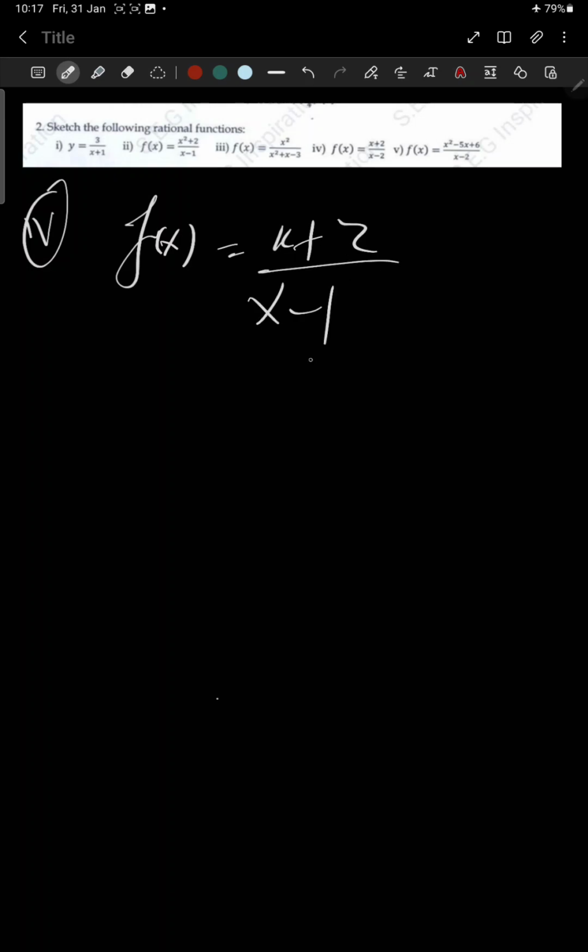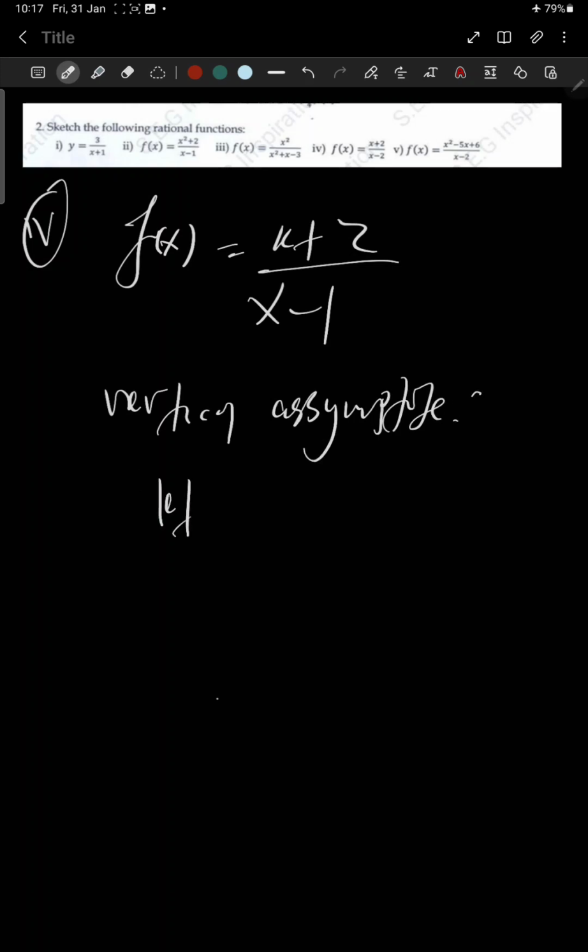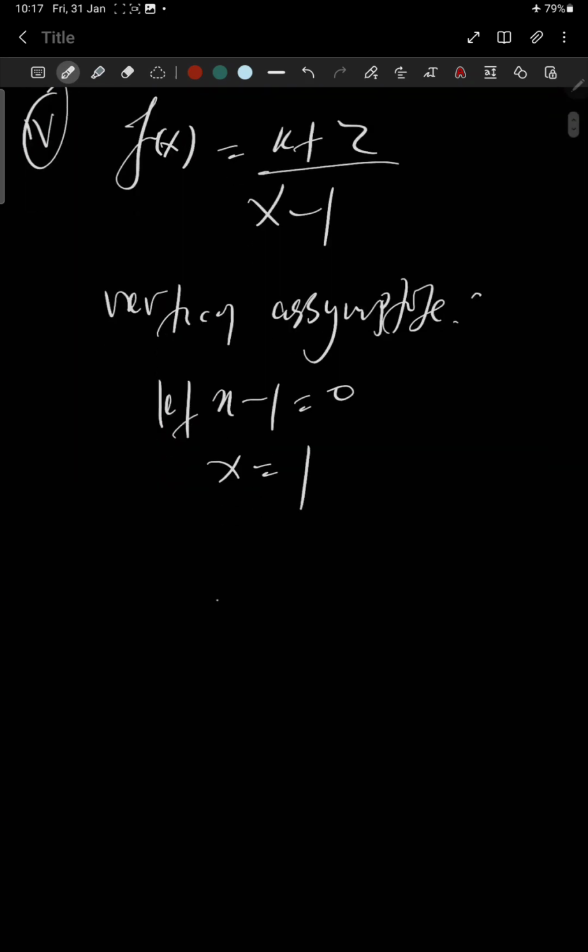We have question 4, guys. So we have f of x is equal to x plus 2 over x minus 1. Okay, so this is a rational function. First thing first, vertical asymptote. Now it's a vertical asymptote. Let x minus 1 be equal to 0, or x is equal to 1.